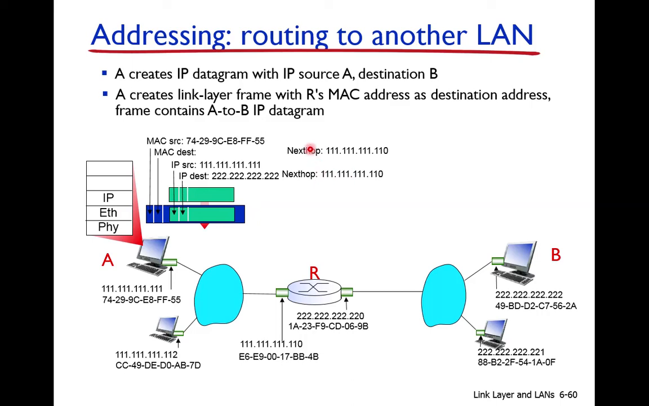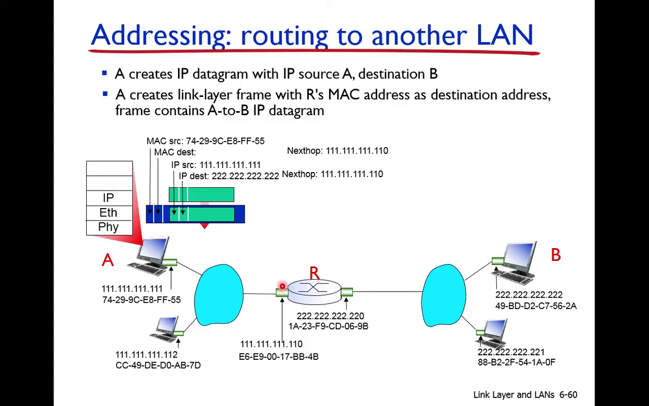So the next hop is shown. The destination address is the next hop, this one, and its IP address is shown: 111.111.111.111. So the MAC layer is told by the IP layer that this packet should be moved to this interface.